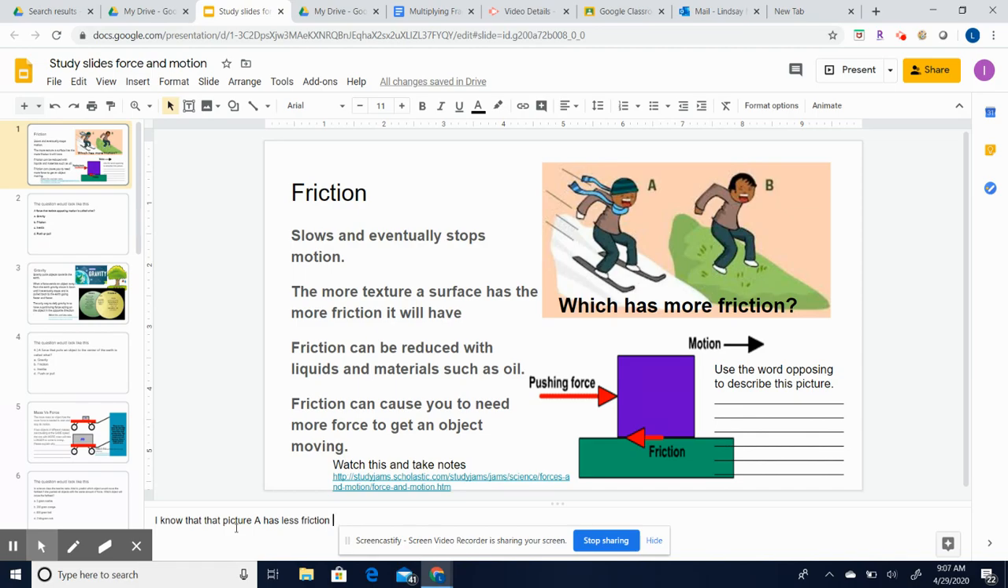I'm going to go over what friction is, though. So friction is an opposing force to motion. It's something that's slowing down your motion. Now, we're going to talk about inertia in a minute, but we know that an object in motion stays in motion until acted upon by an outside force. And sometimes that force is invisible to us.